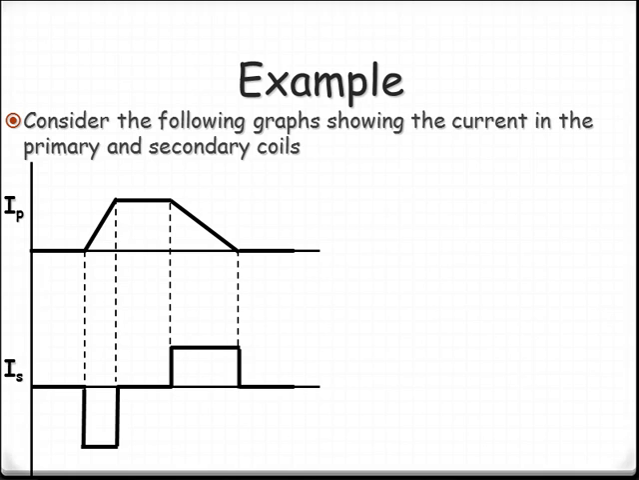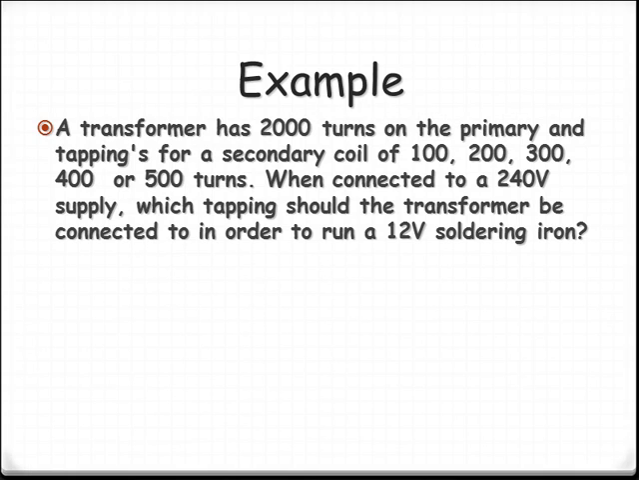Okay, so let's have a look at an example with some numerical values. So we have a transformer. It has 2000 turns in the primary coil. That's the one that we input into. And it has 5 different options that you could plug into for your output. So your secondary coil, you could connect to 100 turns, 200 turns, 300, 400 or 500 turns. Now, primary input or primary voltage is 240 volts. What should you connect to on your output for 12 volts to run a 12 volt soldering iron?